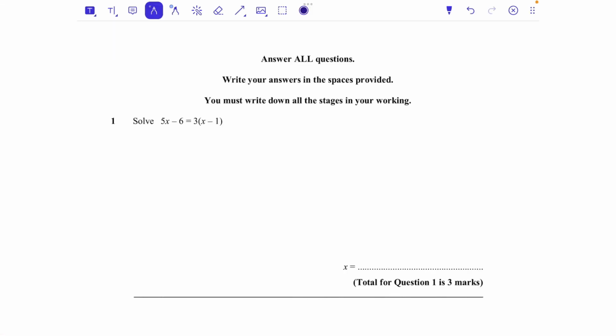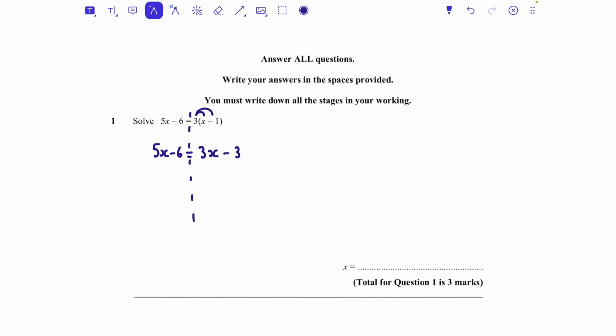Okay, question number 1, we've got an equation to solve. Now, when we're solving equations, I like to put a dotted line where the equals is, and remember that what we do to one side, we have to do to the other. So I'm going to write 5x minus 6, and then on the right, I need to expand this bracket. So I've got 3 lots of x and 3 lots of minus 1. So that is 3x minus 3.